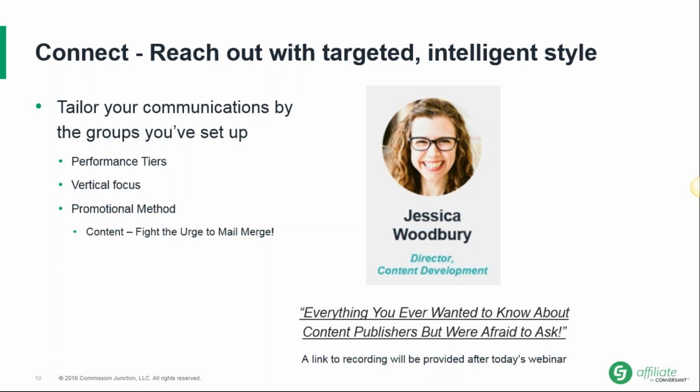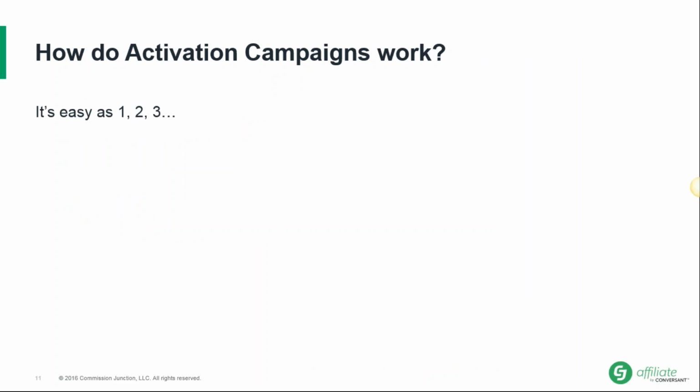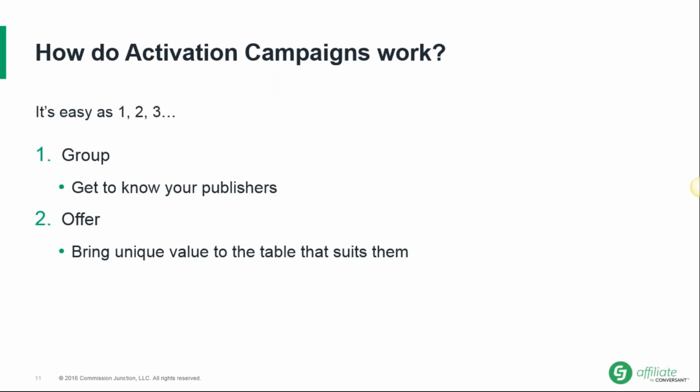Once all your communications are prepared and ready, roll them out in advance of the start of your campaign to give your publishers time to ask questions and to opt in. That's it. Group, offer, connect, and you're off to the races. Now you've got a plan to keep your publishers motivated.